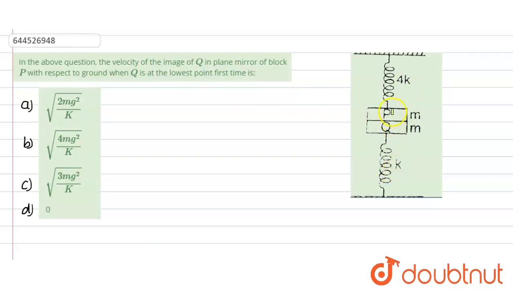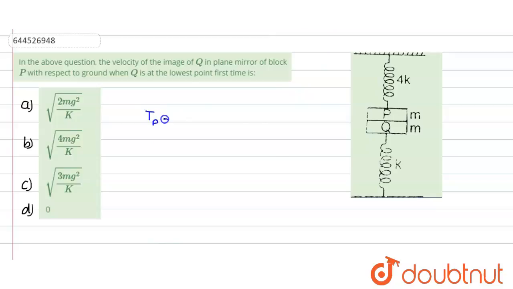Now the previous question was that there were two springs, having spring constants 4K and K, and there were two masses attached, M and M. This one is P and this one is Q. Now they are not joined, so they are loose and can execute their own SHM. P would be executing its own SHM and Q would be executing its own SHM.